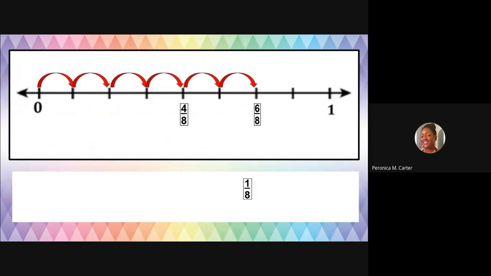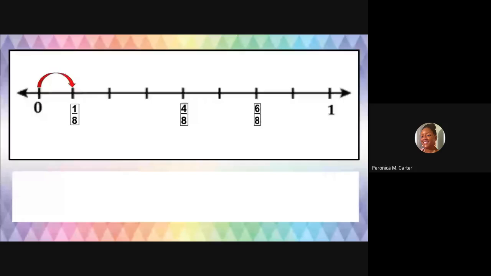All right, so let's look at where 1/8 would be. Now, if you only had one slice of your pizza left, you know that's very little. So this one should be further down the number line, and it's less than half. So let's see where it lands. 1/8 is right there, just what we expected it to be.